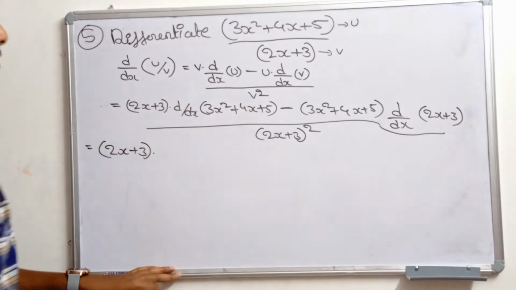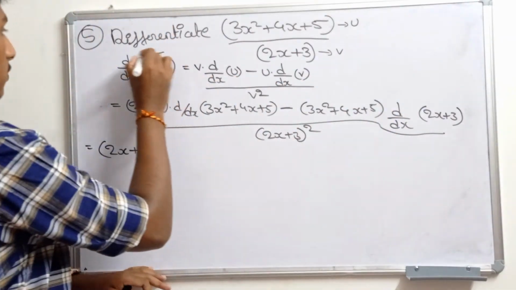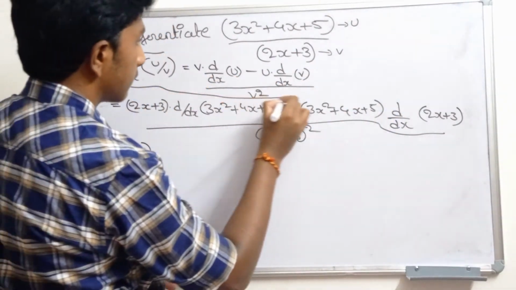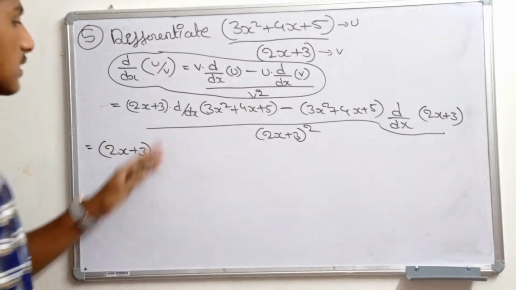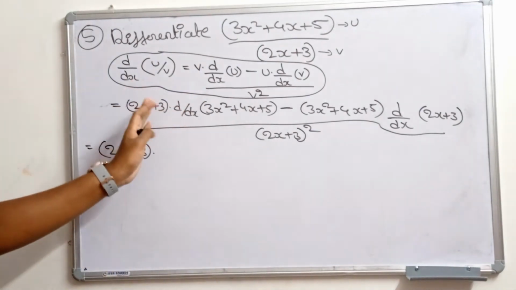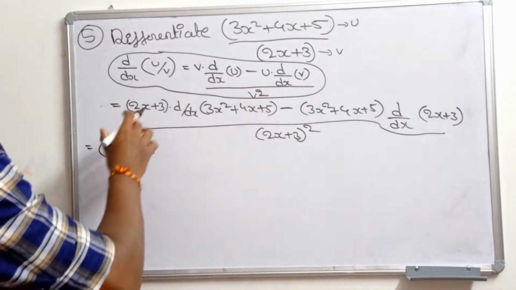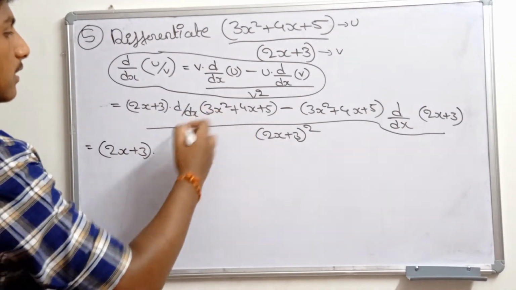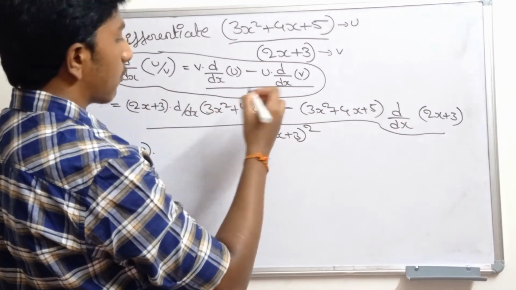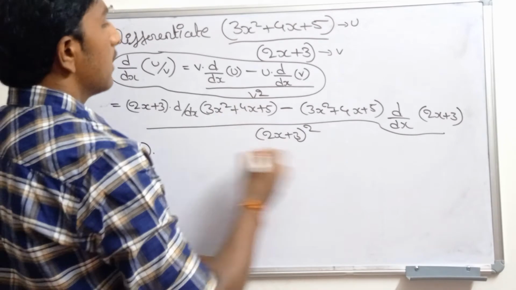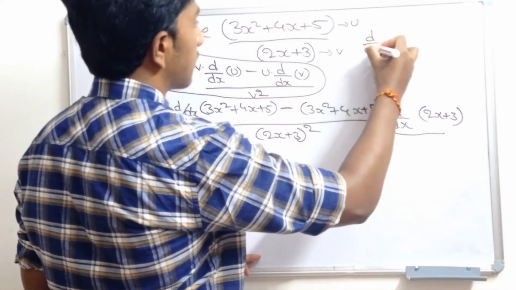3x square means we'll differentiate, we'll just box it. After doing more and more problems, you will get a complete analysis, so you can do it faster. When you want to differentiate 3x square plus 4x plus 5, you can just split it, and this can be done in the rough work.